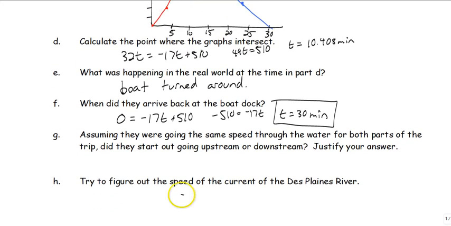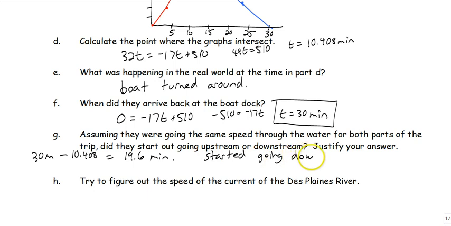The other way you could do it is looking at the math. It took a total of 30 minutes to do the whole trip, right? But it took only 10.408 to do the first part. So that means the second part took 19.6 approximately minutes to come back, which means they started going downstream because the current was helping them. Because, like I said, they went 10 minutes downstream, about 19 minutes coming back.